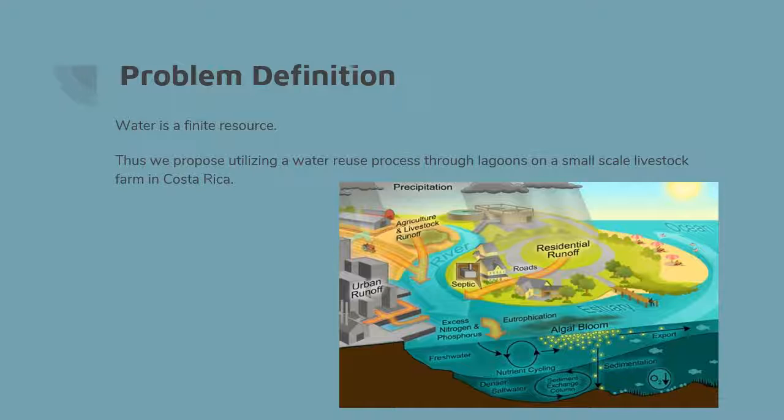It is estimated that only about 3 to 5% of farms treat their wastewater, and only about 79,000 of the 93,000 farms in Costa Rica treat their agricultural waste.